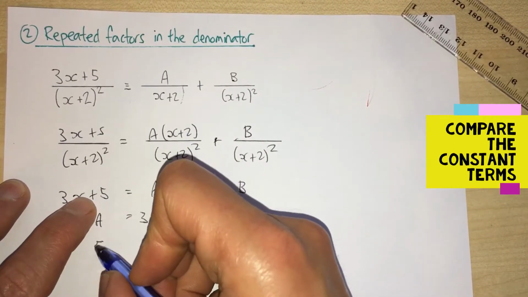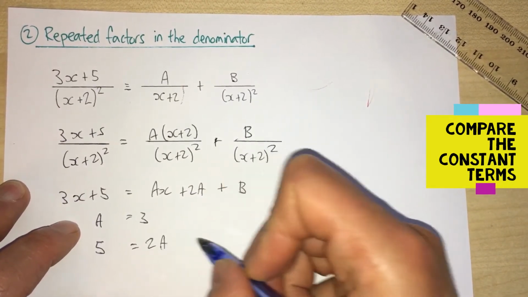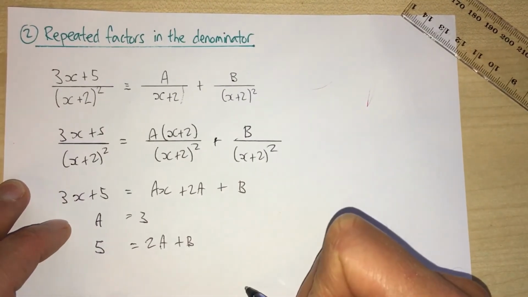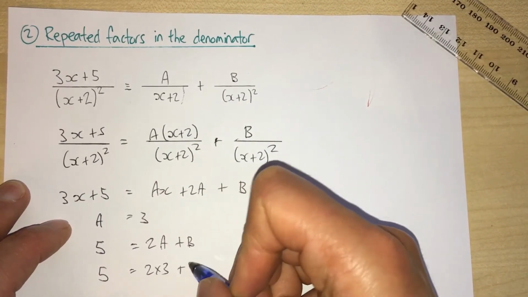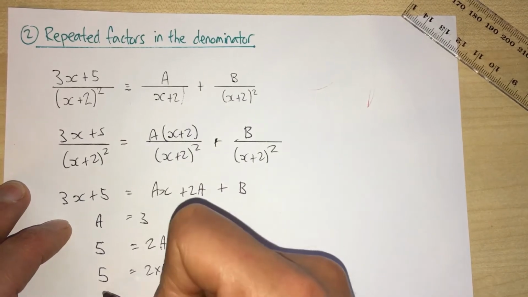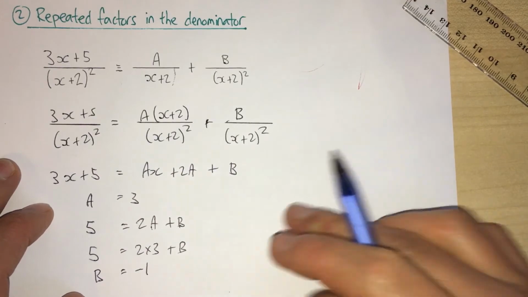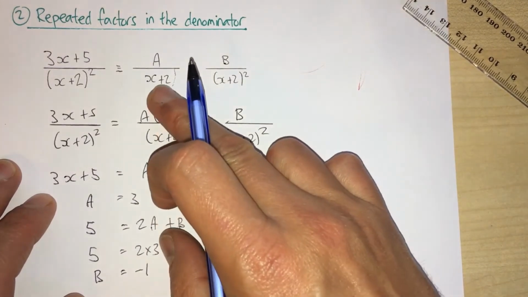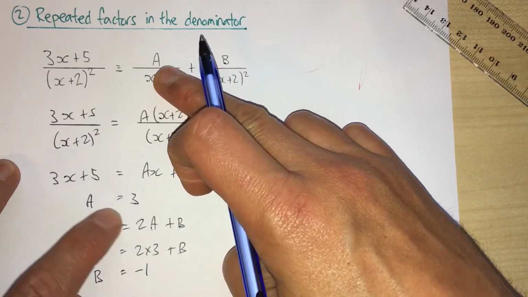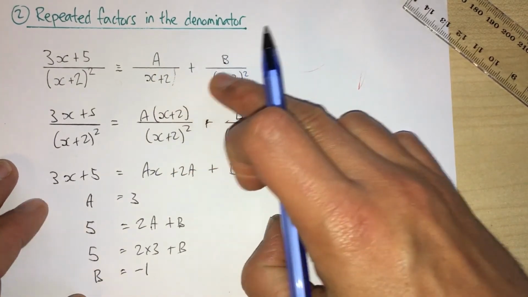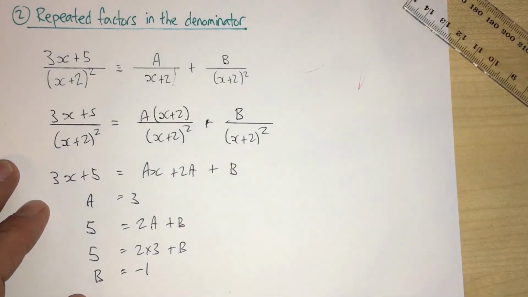And now we can look at 5, the constant on the left hand side, is equal to 2a plus b. Well, we know the value of a is 3. So 5 equals 6 plus b, so the value of b is minus 1. And it's good practice, like I said before, to write this out again with a written as the numerator here, the value of 3, minus 1 here written as the numerator for the second fraction.